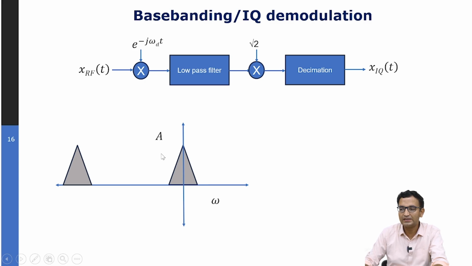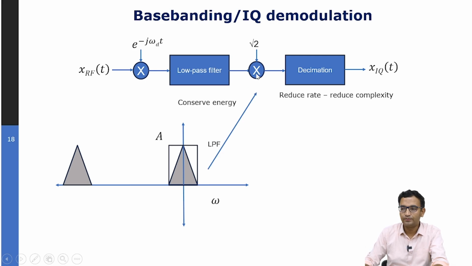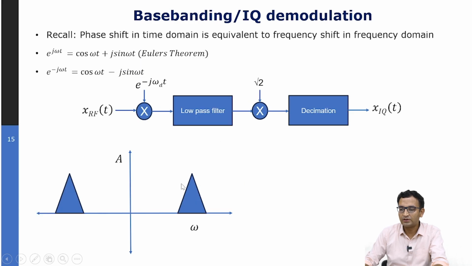So what we are going to do is use a low pass filter, and by using it, we are going to extract only this signal which is of our interest, and reject this other negative frequency signal. Now, if you reject this signal and only accept this one, remember that you will have a loss in energy, because this spectrum also has some contribution to the energy. To get rid of that loss, we scale up the amplitude by a factor of square root of 2. After we do that, we have the baseband representation of this passband signal, right?